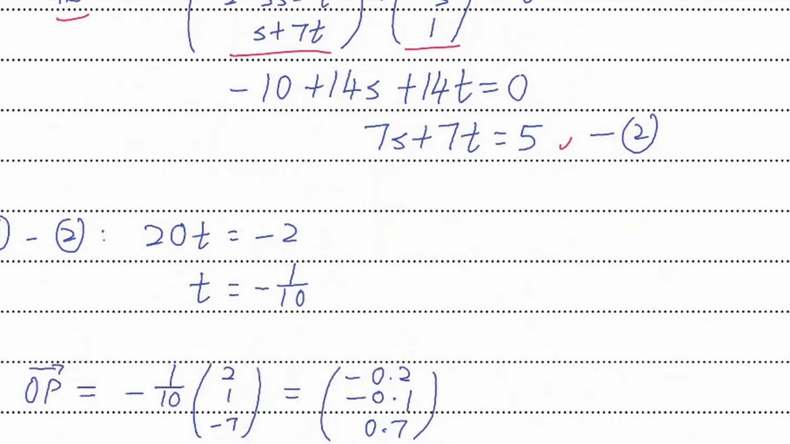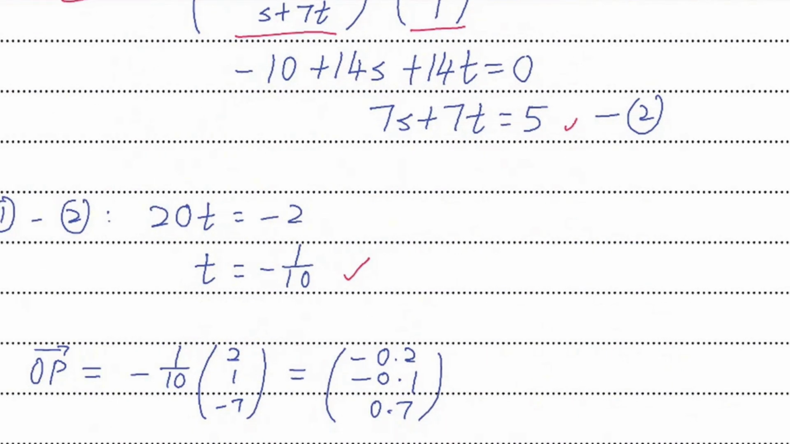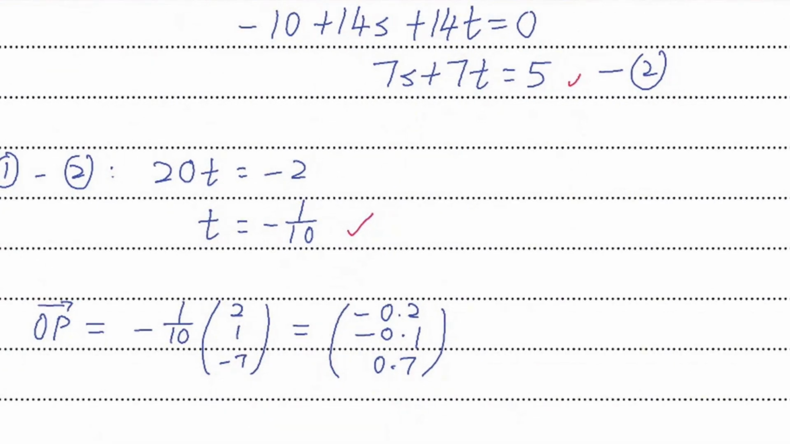Once we solve the simultaneous equations, we will get either t or s. With one of the constants, either s or t, substitute it back to the equation of the line, either line OC or line AB, and it will give us one of the points. We just need either P or Q. So it will give us one of the points in this form.